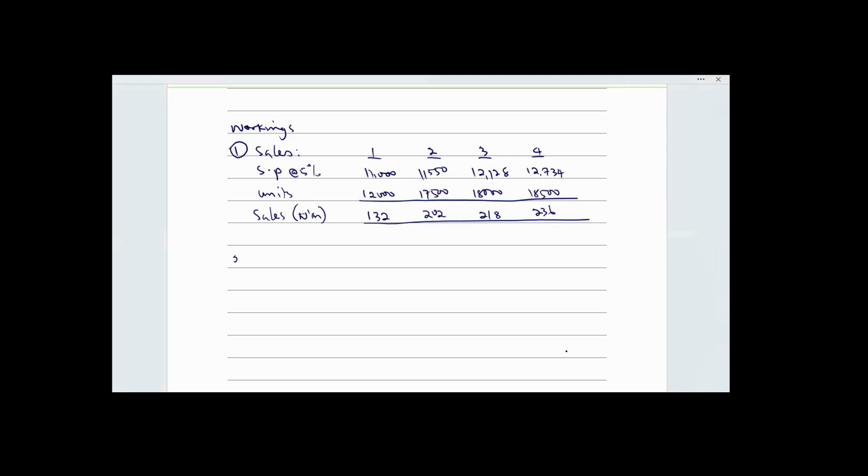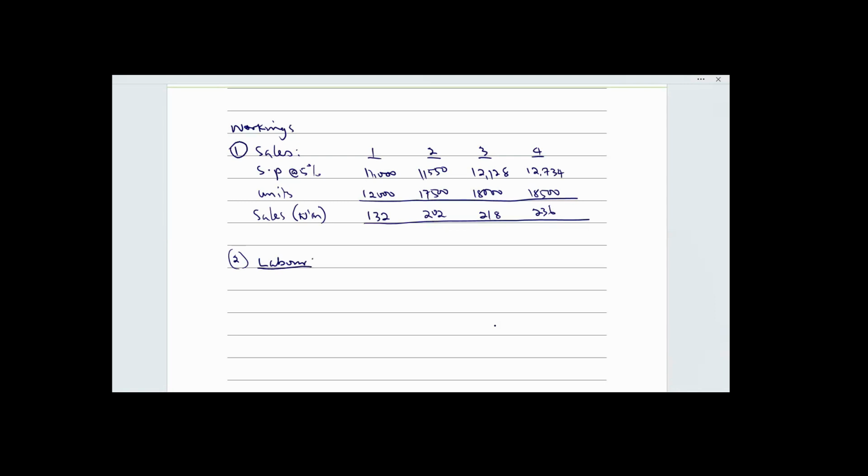I will then move to working number 2. I want to determine variable cost. In this question, we are not given variable cost directly. We are given direct labor, direct material, and all of that. So I will go back to the question. The first thing I need under variable cost is labor cost. Therefore, I need to calculate labor cost per unit. So I will say labor.